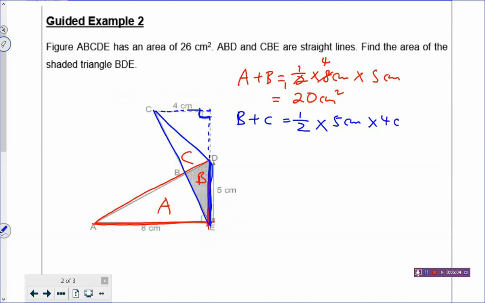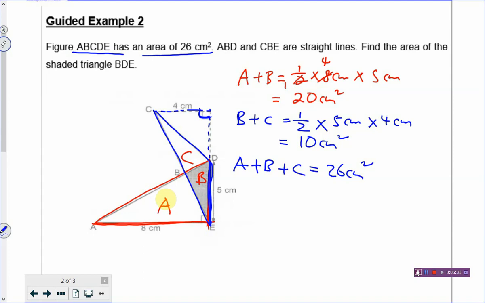So now can you find the area of this blue color triangle? So 5 times 4, 20. 20 divided by 2 is 10 cm square. Okay, so yeah, B plus C equals 10 cm square. And then you can see that the figure A, B, C, D, E, which is the whole figure, which is A plus B plus C, that will give you an area of 26 cm square. Okay, alright, so what do we do next?